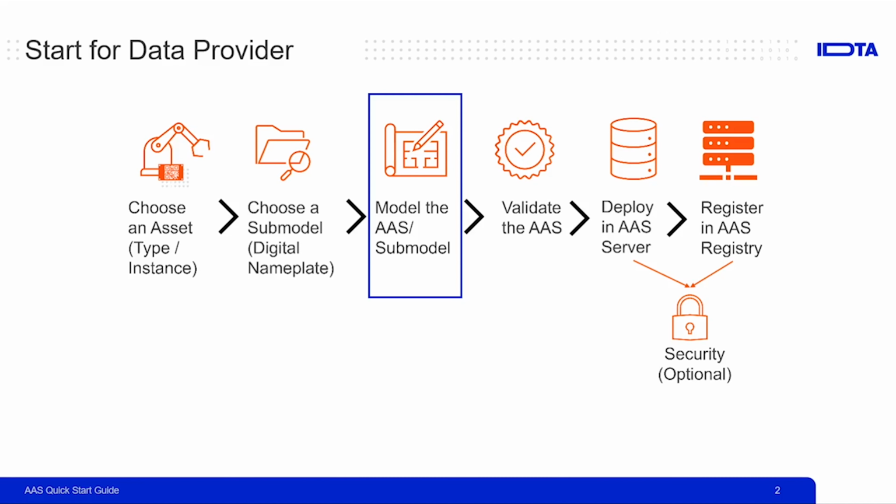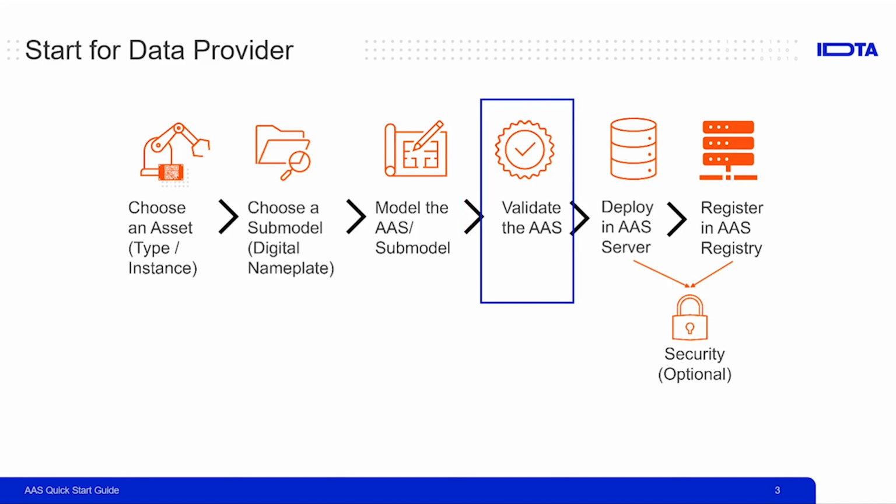In this part, we have already seen a couple of steps in the previous videos: how to choose an asset, for example, a car, and how to choose a use case, for example, choosing a submodel template, that is a digital nameplate. Then in the previous video, we saw how to model an asset administration shell and a submodel, for example, digital nameplate for this car. Now, in this video, we are going to see how to validate this modeled asset administration shell and a submodel against the IDTA published specifications.